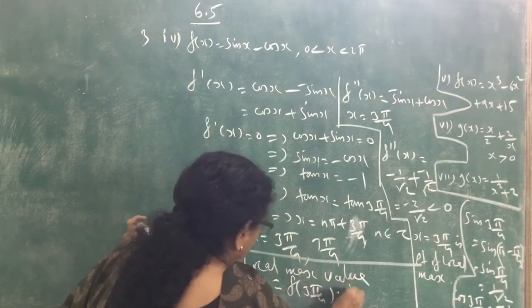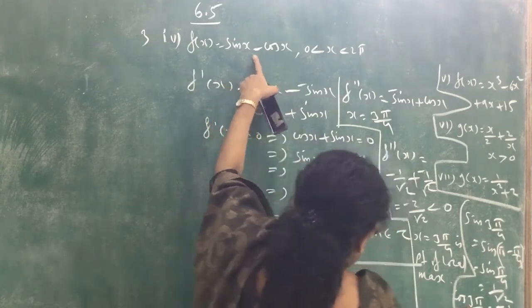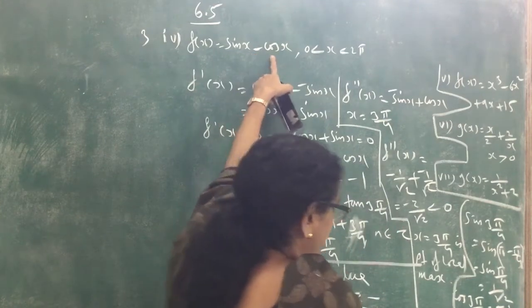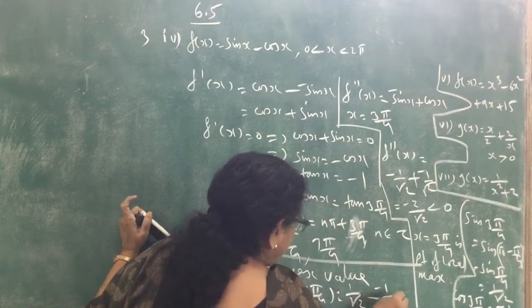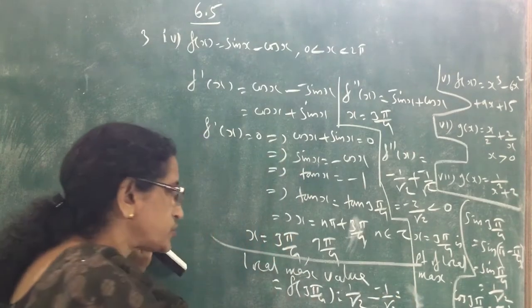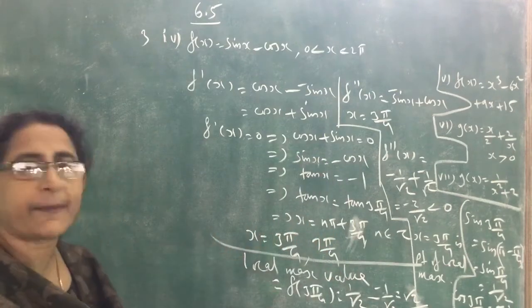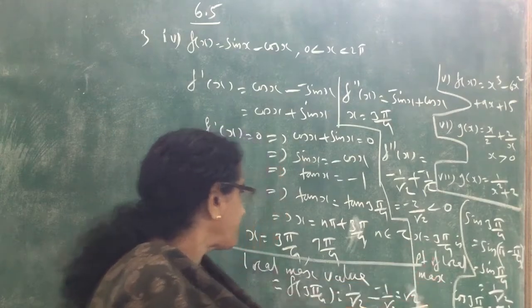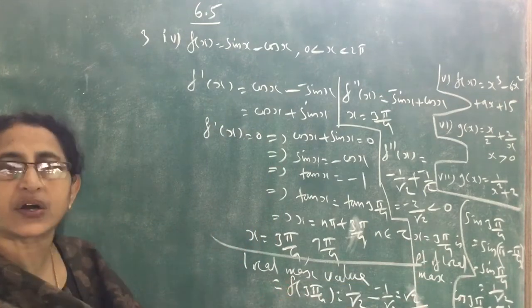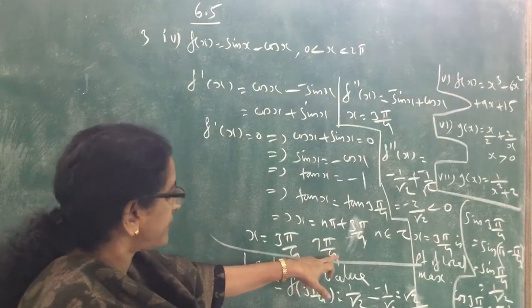Then minus cos 3 pi by 4, which is minus of minus 1 by root 2. That is 1 by root 2 plus 1 by root 2, 2 by root 2, that is root 2. So that is the local maximum value. So x equal to 3 pi by 4 is a point of local maxima, and the local maximum value is root 2. Now we can check the next point, x equal to 7 pi by 4.